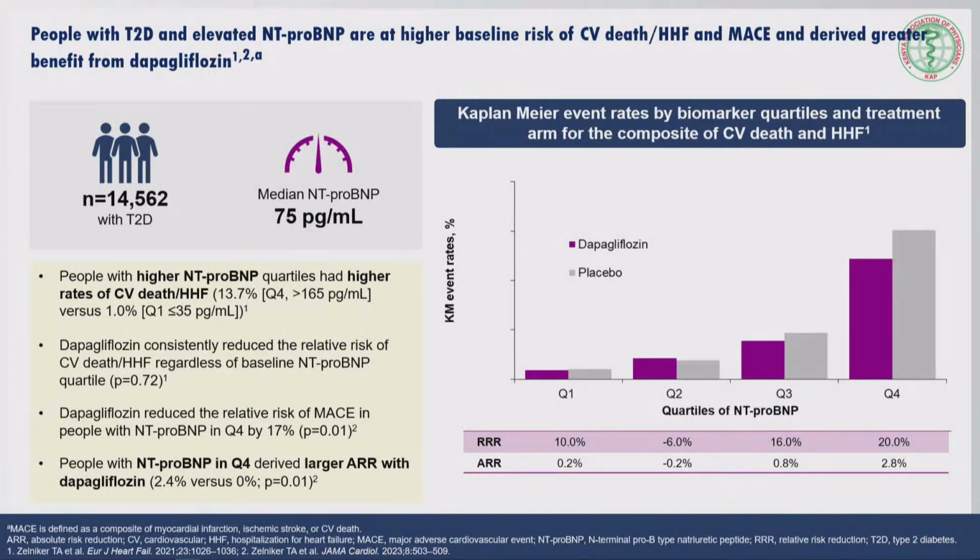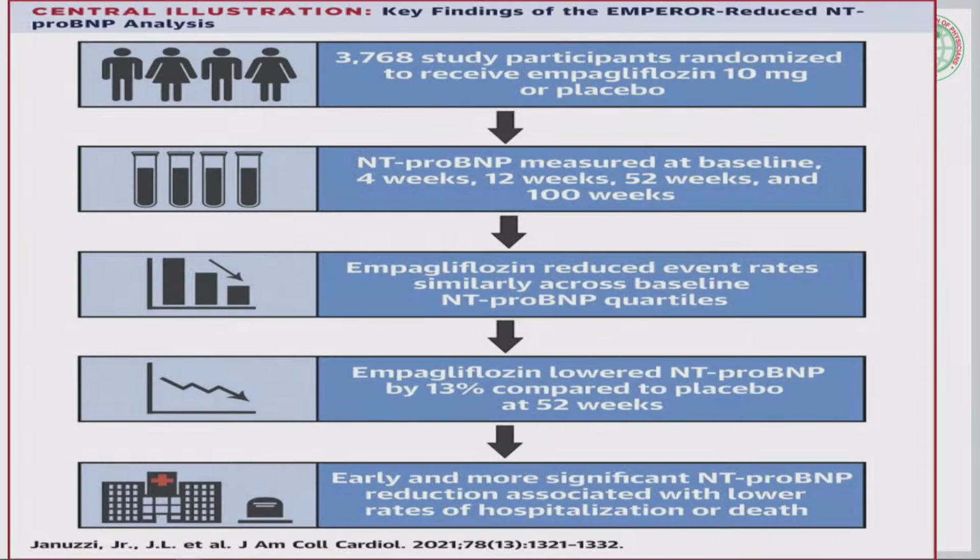The higher the quartile, the higher the risk. And as a result, you find that when you subject them to treatment with DAPA, there's a relative risk reduction that is even higher, the higher your proBNP, and even your absolute risk reduction. So you can use it for monitoring and even for treatment.